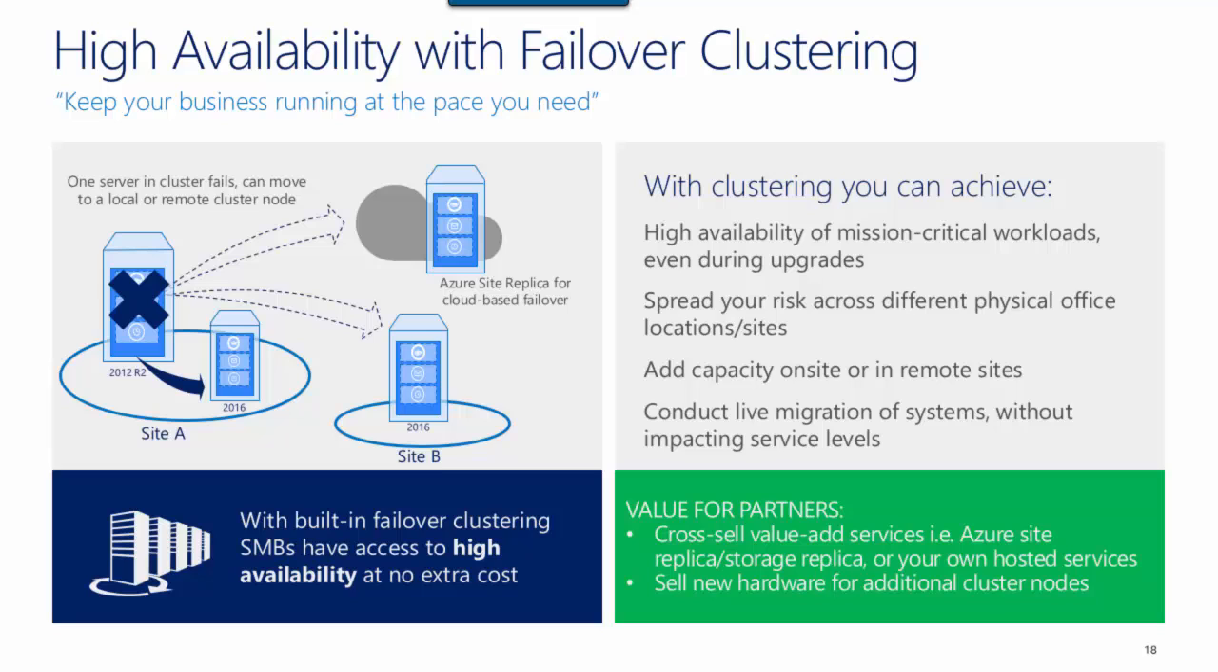In addition, the clustered roles are proactively monitored. They verify that they're working properly, and when they're not working, they are restarted or moved across to another node. Now, Windows Server 2016 supports the construction of failover clusters with up to 64 physical nodes, but obviously that's going to be overkill for your typical SMB customer.